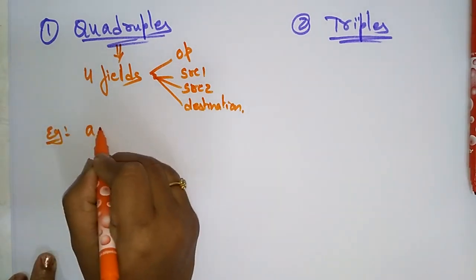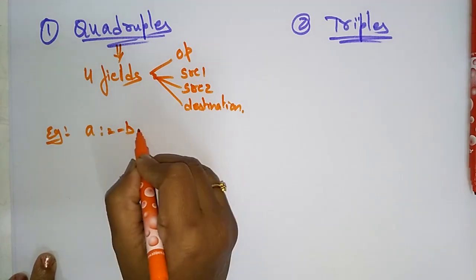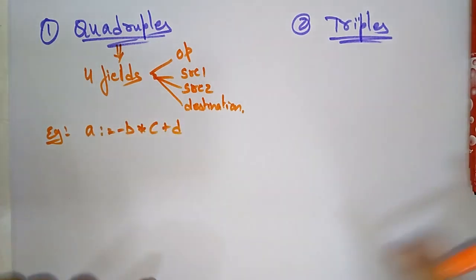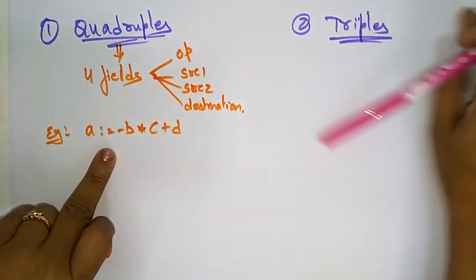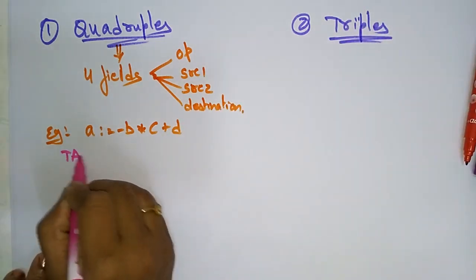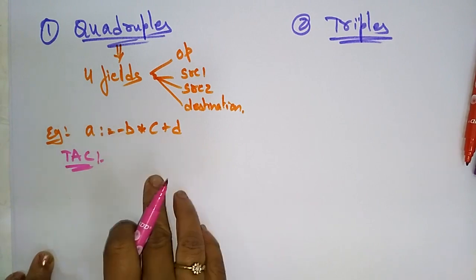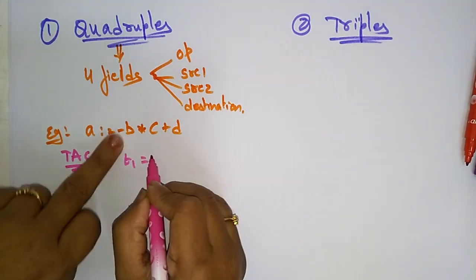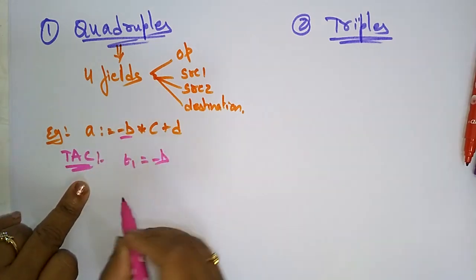Let's take an example for the quadruple. Here I am taking the example A is equal to minus B star C plus D. This is an expression. The first thing is you need to convert this expression into 3-address code. So what is the 3-address code for this expression? Let's take T1 is equal to first minus B.